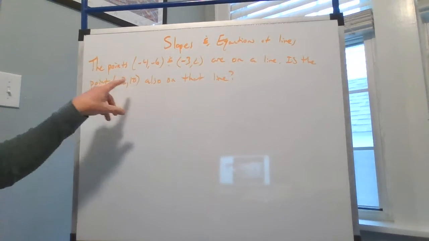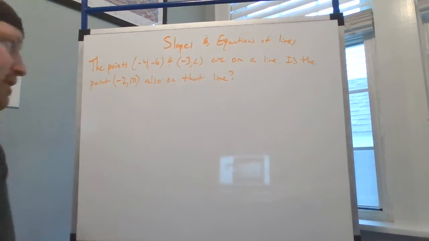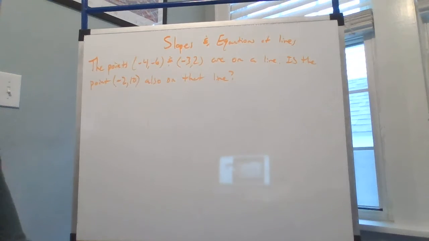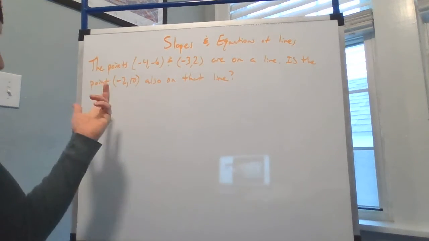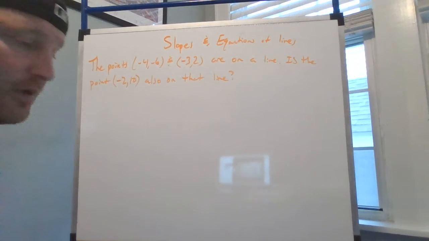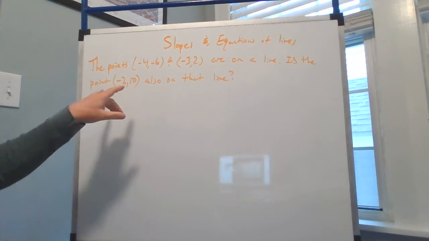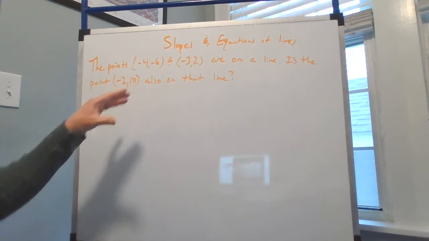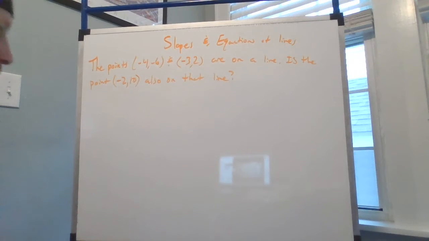So first things first, the question says the points (-4, -6) and (-3, 2) are on a line. Is the point (-2, 10) also on that line? Well, here's the work you've got to do every time when solving this. I want you guys to use symbolic algebraic methods instead of plotting these points and graphing it, because I want us to get used to the process.